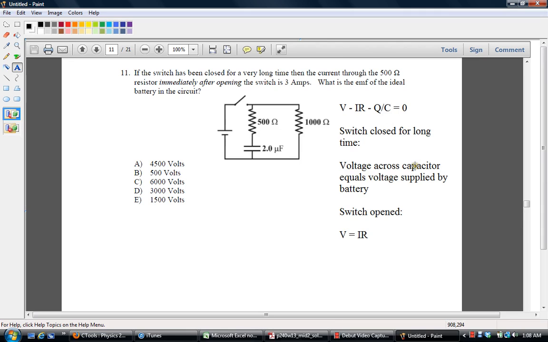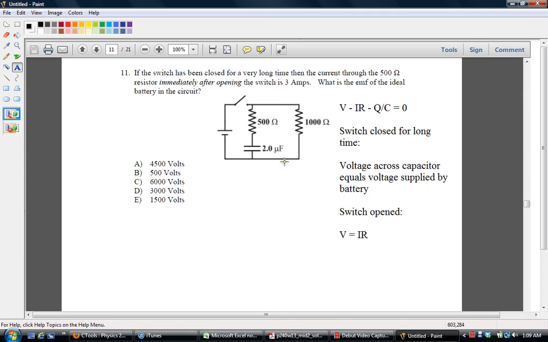And what this says more conceptually is that the voltage across the capacitor will equal the voltage supplied by the battery. So we know that immediately when we open this switch, the voltage across the capacitor will equal the EMF of the battery. And then when we open the switch, we know that current will flow through the loop that I'm showing here. So current will flow through the capacitor and around the resistors as it discharges the capacitor.